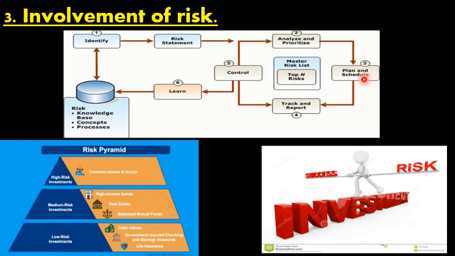Next is plan and schedule. You have to plan as per the risk factor, as per your capital, as per your expectation, as per your earnings. You have to plan and schedule when you have to procure or purchase that particular investment avenue. And track and report is another step. After investing, after utilizing the capital in different investment avenues, you have to observe it, you have to monitor it.